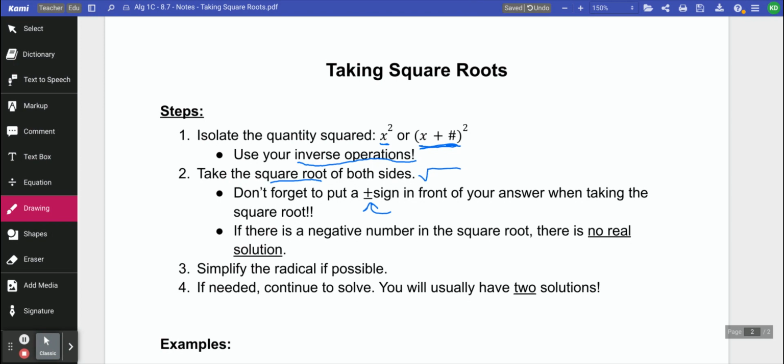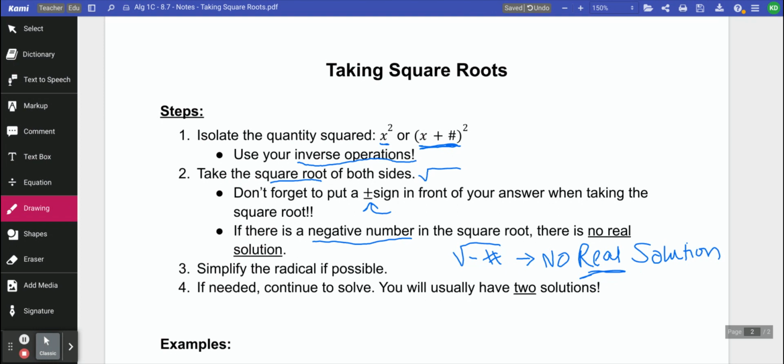If there is a negative number inside the square root, we're just going to say there is no real solution. So anytime you get a negative inside a square root, we can't take a square root of a negative number because that's saying what times itself gives us a negative. If we think about positive 3 times positive 3, that would give us positive 9. Negative 3 times negative 3 would give us positive 9. There's no real number times itself that will give us a negative number.